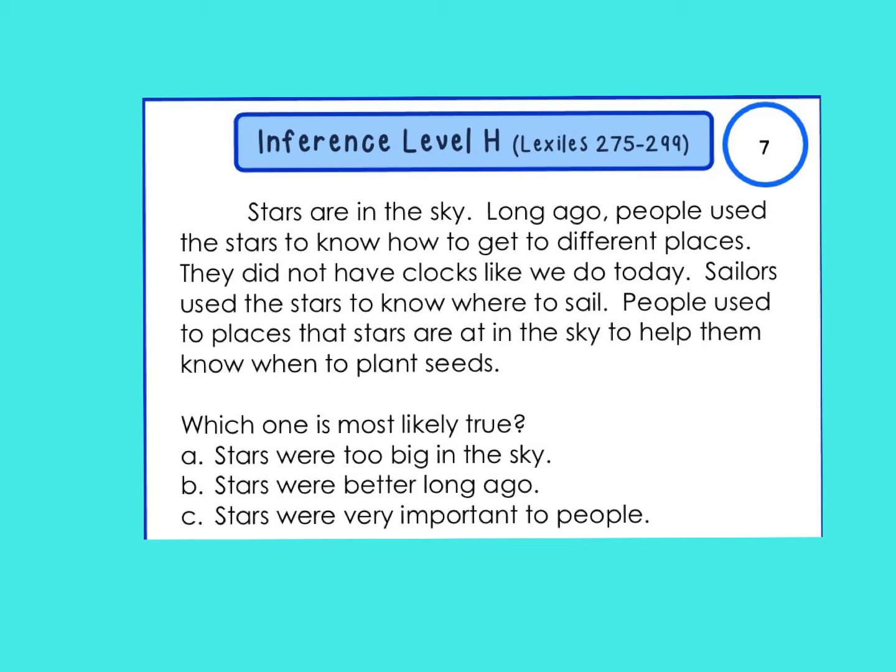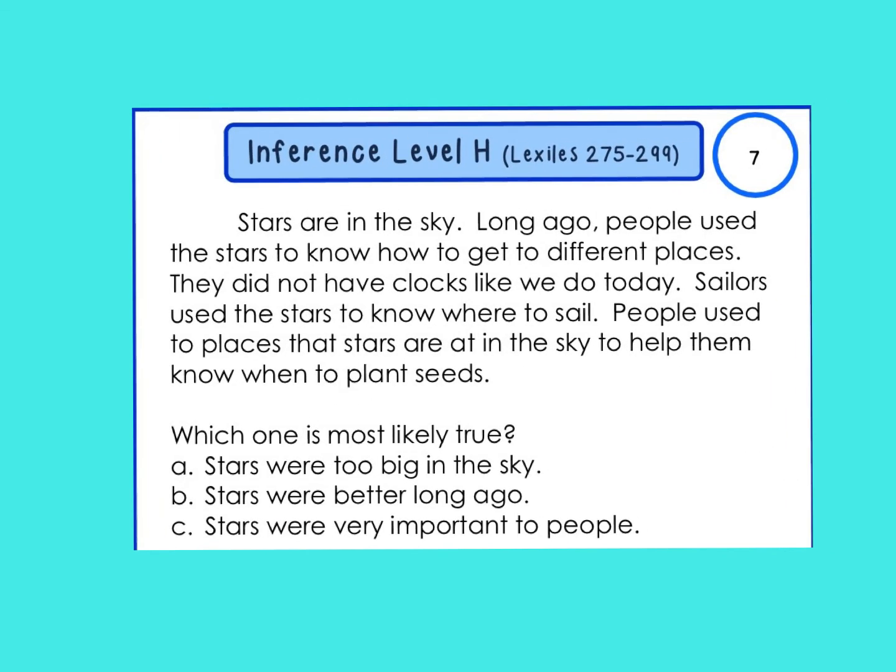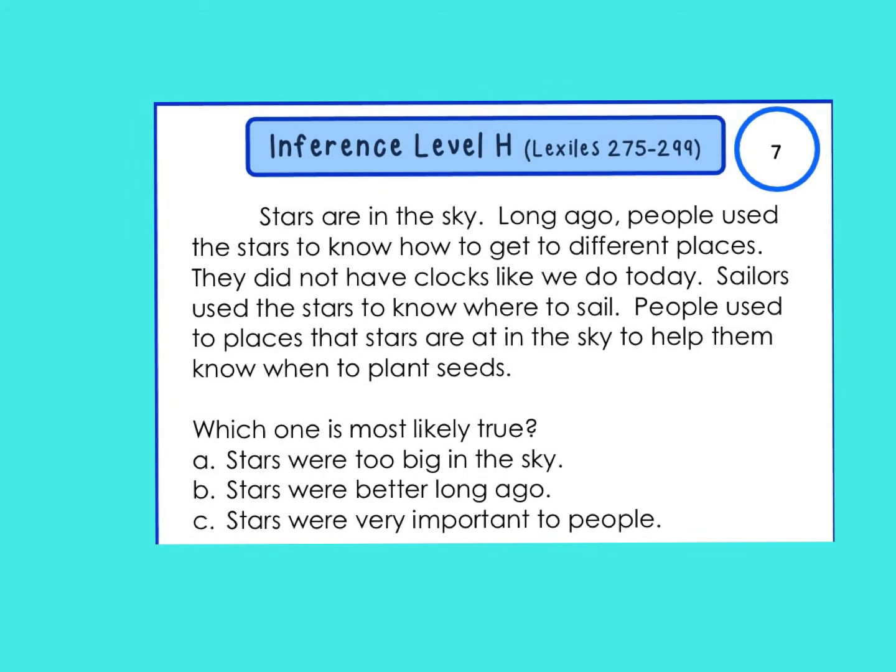So which one is most likely true? A, stars were too big in the sky. B, stars were better long ago. Or C, stars were very important to people. Well, I know from my background knowledge that stars were never too big for the sky. Stars were better long ago. This did talk about long ago in the text, but I'm not sure they were better.